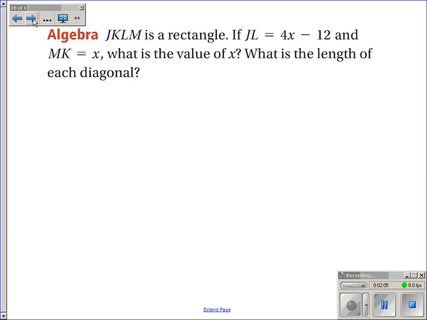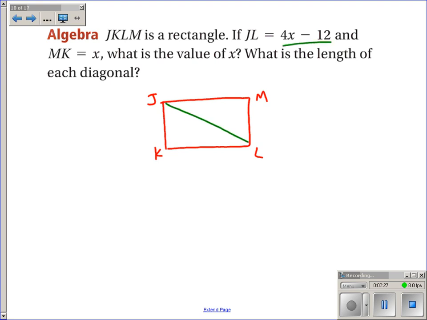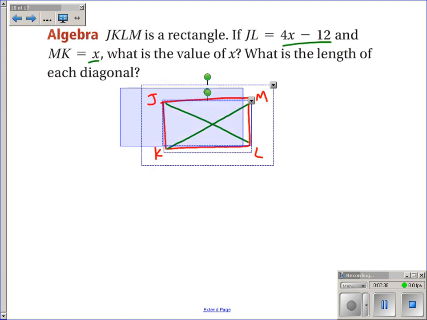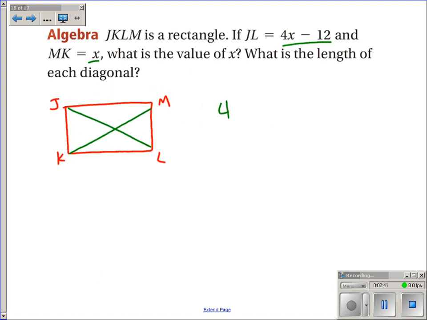Now let's try a few problems to see how we will apply this property. JKLM is a rectangle. I'll draw a picture, as pictures are often helpful for us. JKLM. If JL is 4x minus 12 and MK is x, what is the value of x? Okay, well, we just learned that the diagonals are congruent. So 4x minus 12 is equal to x.